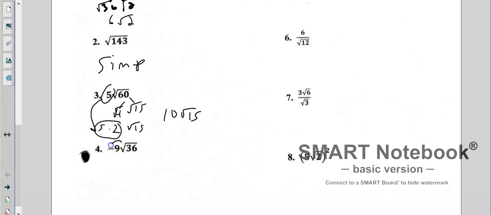All right? Negative 9. Don't forget to bring that down. Now, 36 is a perfect square. It's just 6. So this ends up being negative 54, no radical answer at all. Because, again, 36 is a perfect square.